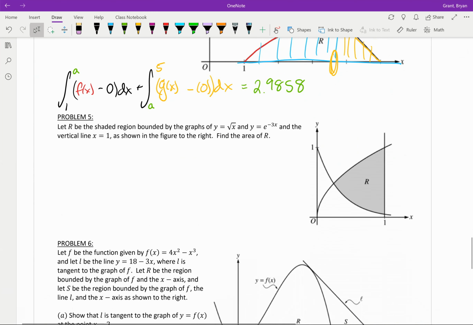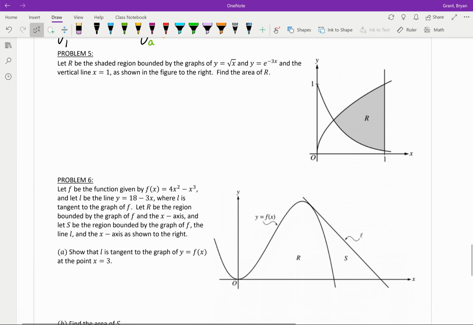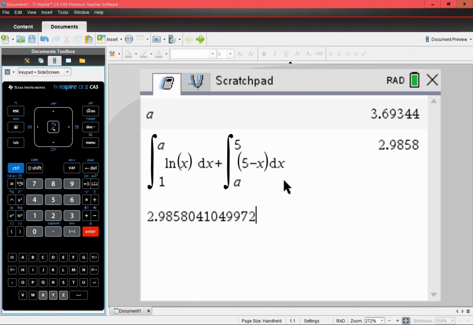So, here we go. Problem 5. We need to find the area of R. Let's get to it. Area of R. We're again going to do top equation right here, and that's got to be my square root of x equation, and my bottom equation, which is this one down here, e to the negative 3x. Hopefully you understand that we're going to do this the exact same way we did on the last one. So I'm going to go ahead and graph each of those, square root of x and e to the negative 3x, to find their intersection point.